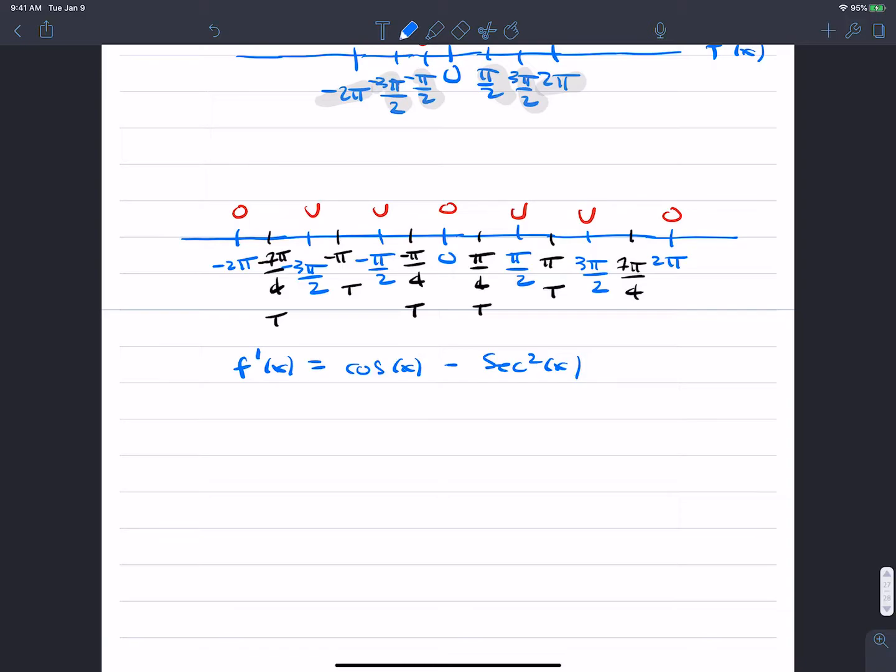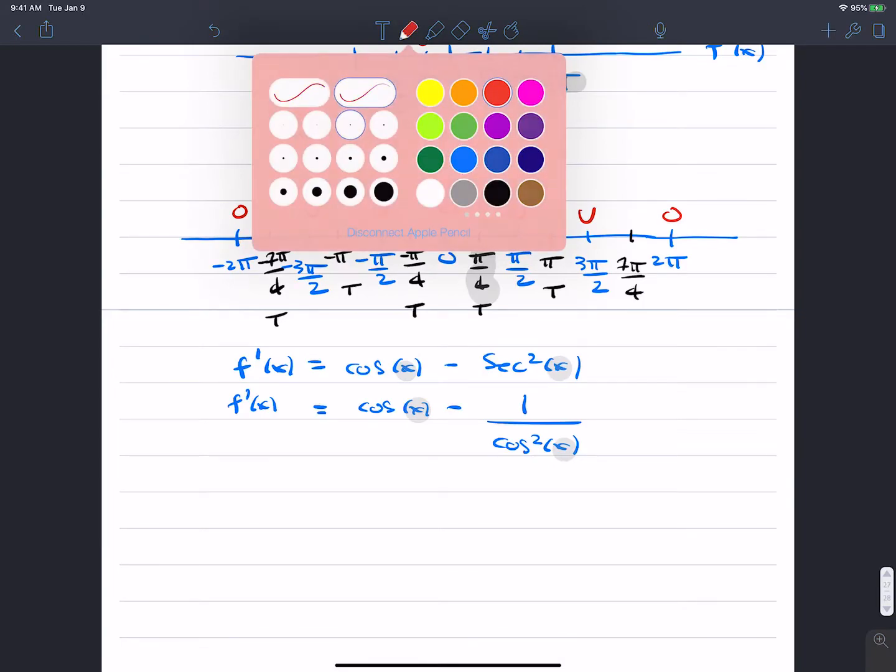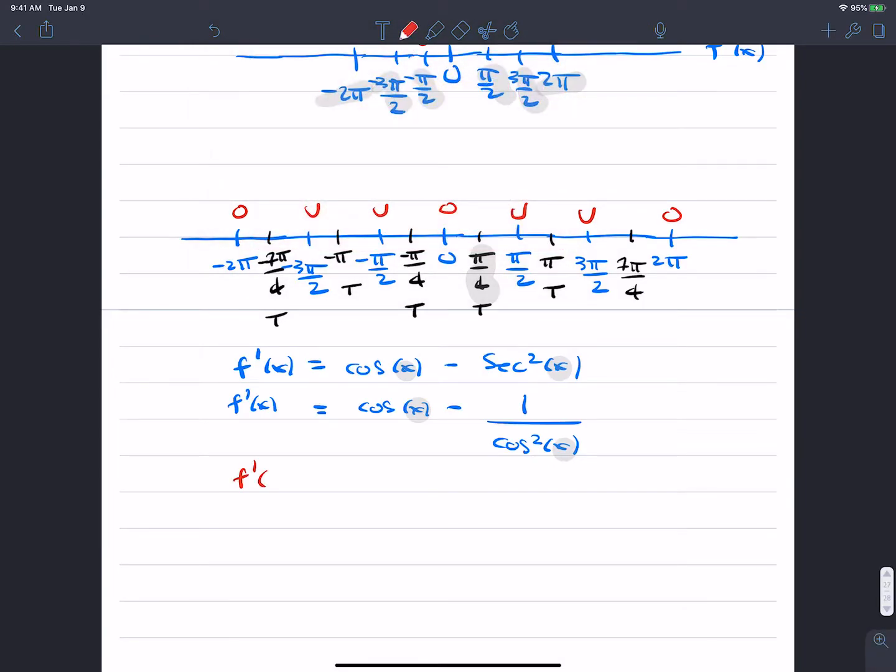Okay, so we're going to test some points here. You might think it would be easier to write this as 1 over cosine squared. We'll see. Let's plug in some values. We have to test these regions. So I'm going to test pi over 4 first. We plug in pi over 4 here and here. So f prime of pi over 4 will be cosine of pi over 4 minus 1 over cosine squared of pi over 4.